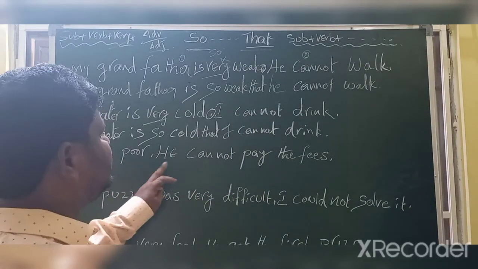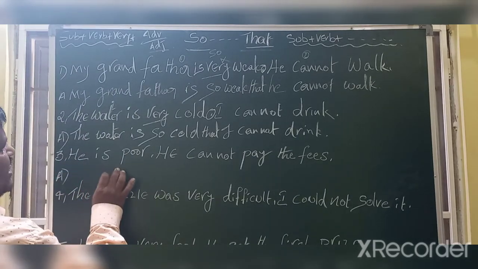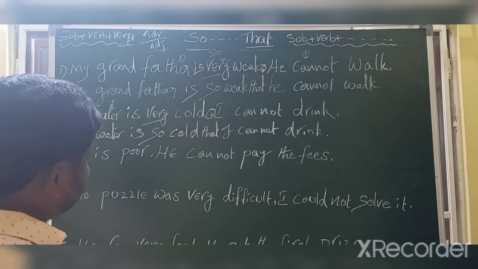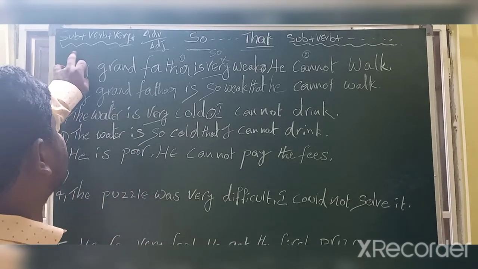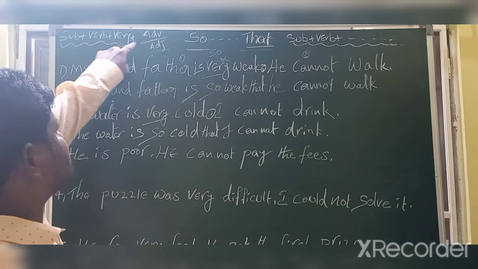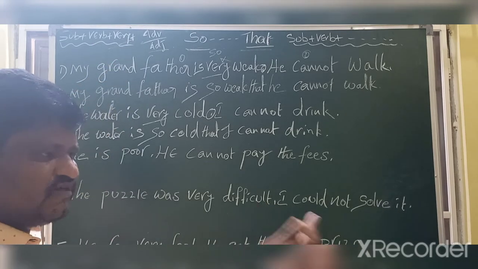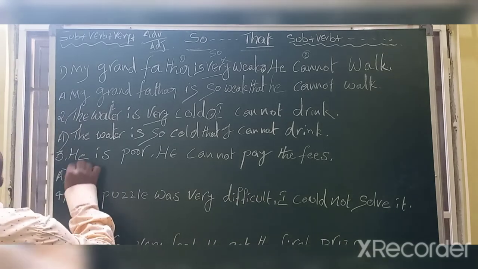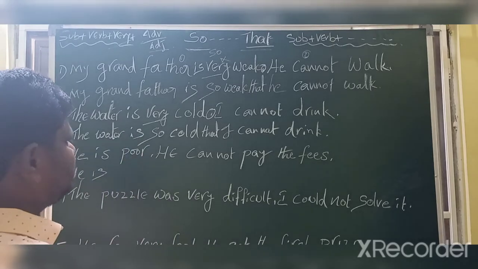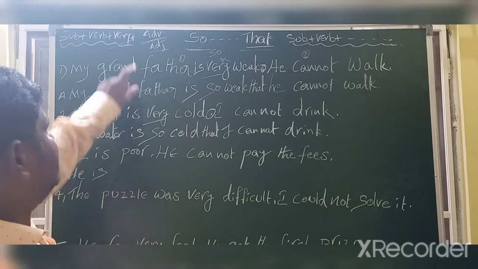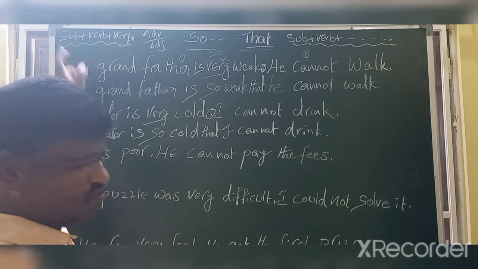Next: he is poor, he cannot pay the fees. See, friends, in this sentence we do not have very. When we do not have very in the sentence, don't get confused. See, the structure is subject plus verb plus very plus adverb or adjective. Here poor is an adjective, so put so before it. You said there is no very, so how do we do it? That's why I told you, before an adverb or an adjective we should write so when there is no very.